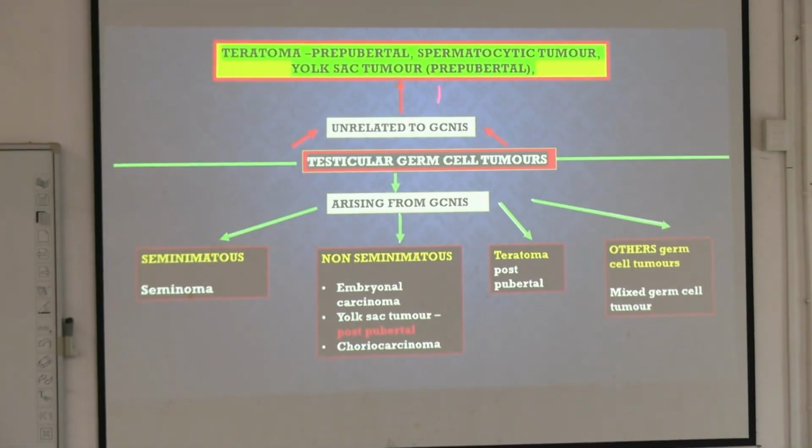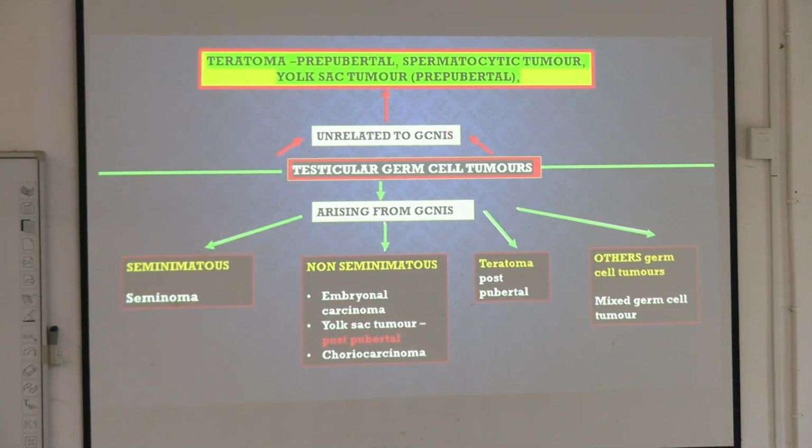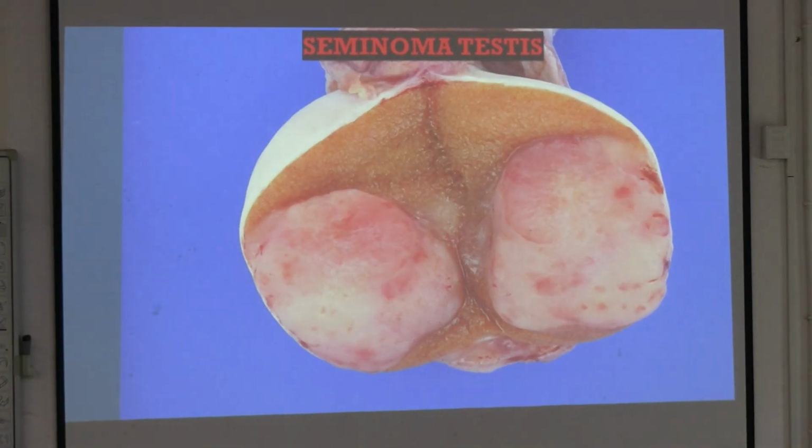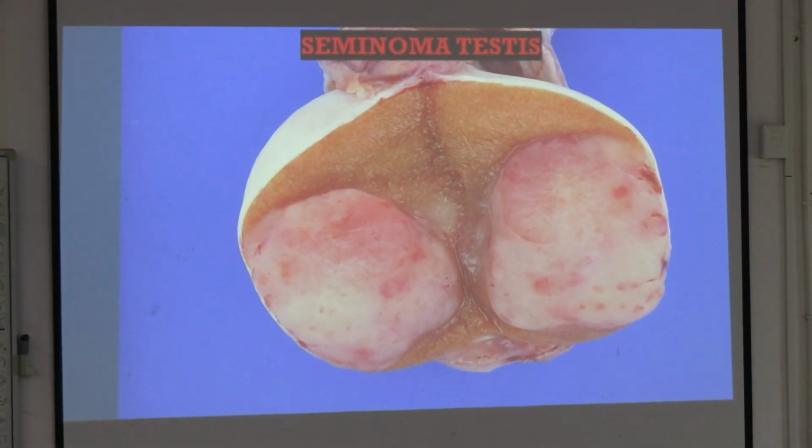Not going into this, a testicular tumor related to germ cell neoplasia in situ, or not arising from it. Now for exam purposes, the seminoma of testis is important because it may come as a short note, maybe as a specimen, and for the oral exam different types of questions will be asked from that specimen. So you have to know seminoma in detail.